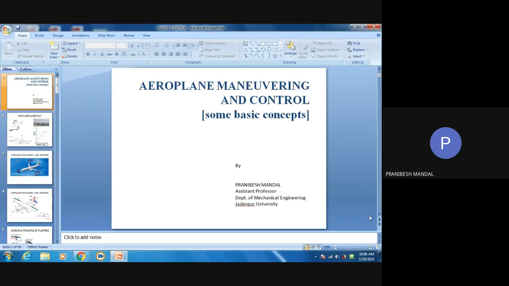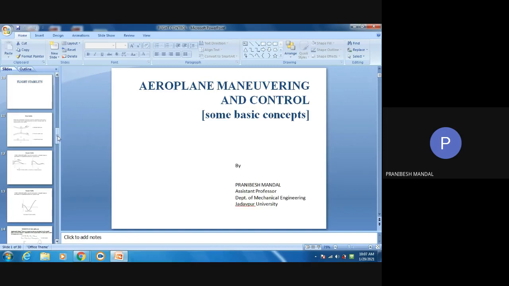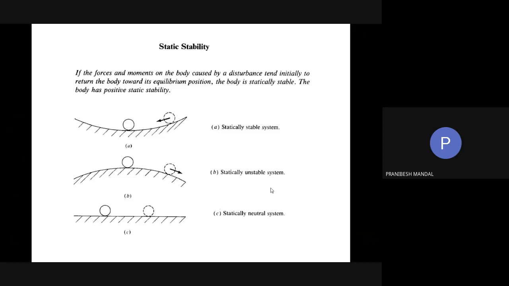Do you guys know what is stability at all? There, I force attack balance. No, that is not stability. The stability is actually shown here.